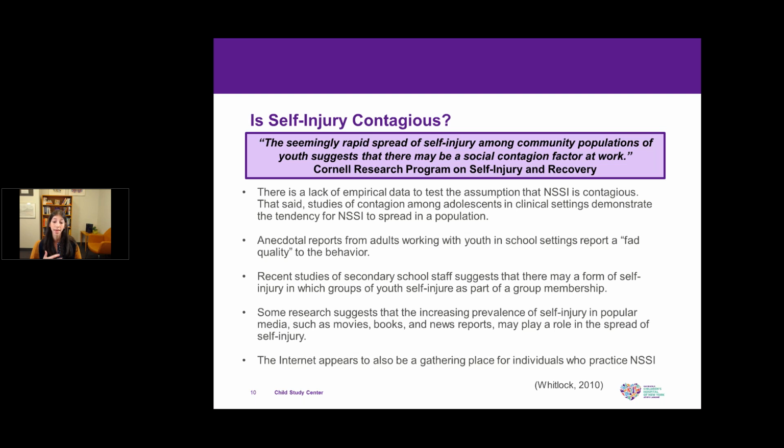Some research suggests that the increasing prevalence of self-injury in popular media, so things like movies, books, news reports, may also be playing a role in the spread of self-injury. And last, the internet appears to be somewhat of a gathering place for individuals who engage in NSSI. So if you think about social media these days and an adolescent who feels really alone in this behavior, they don't know anyone else who's engaging in this behavior, it makes sense that they might seek out a community of other people engaging in this behavior online.